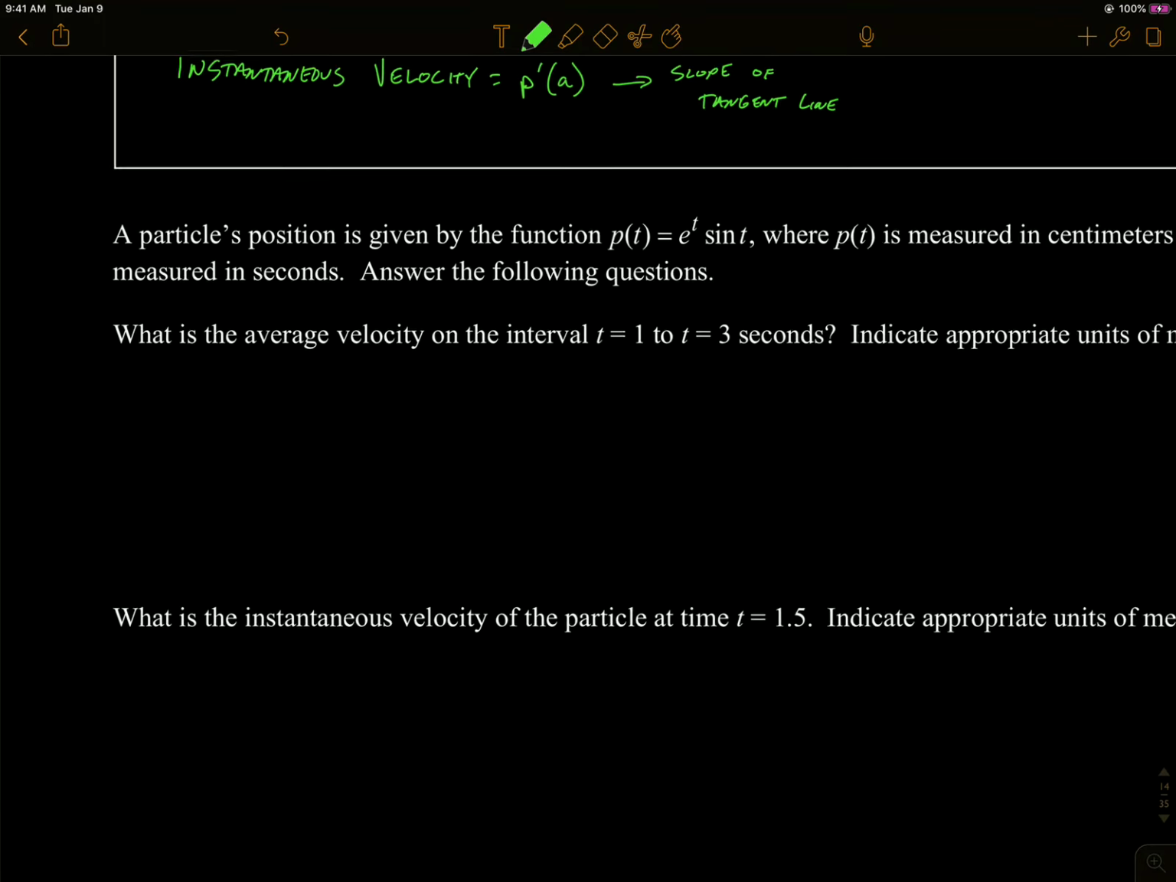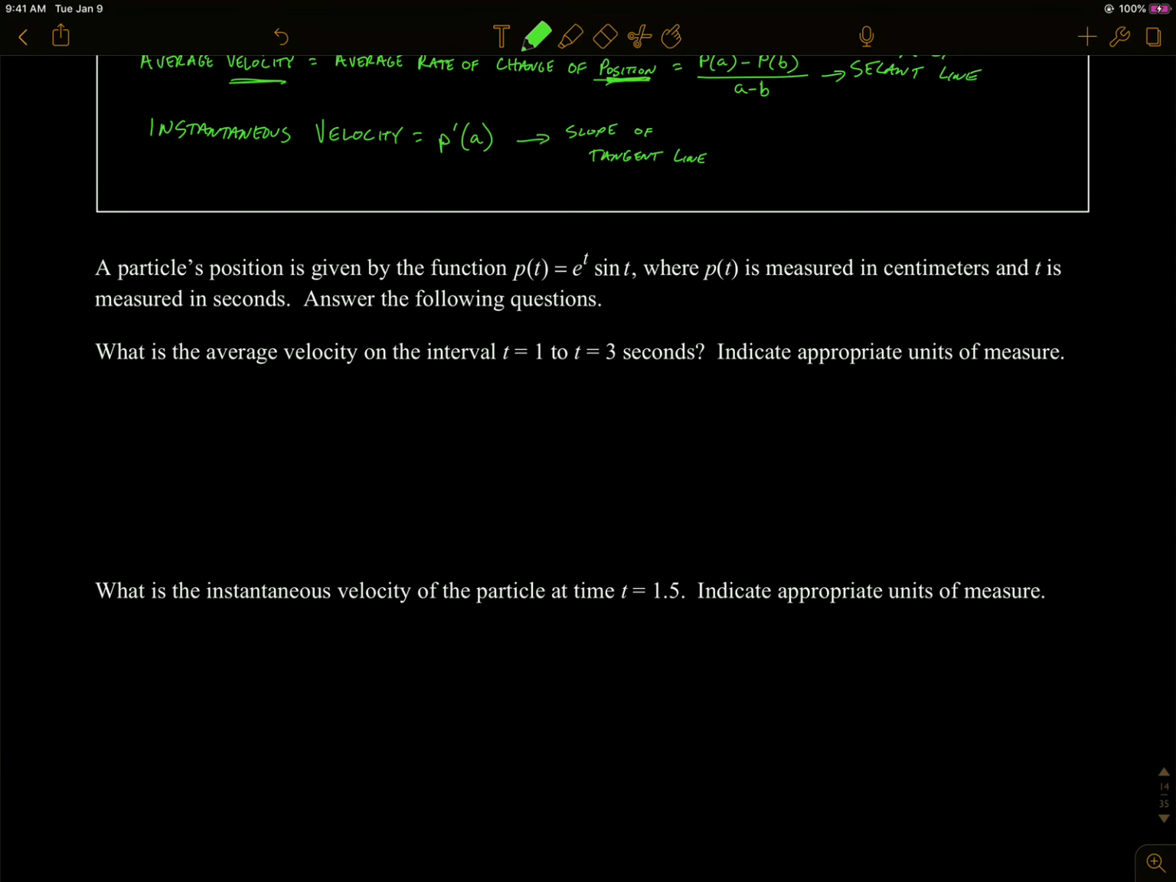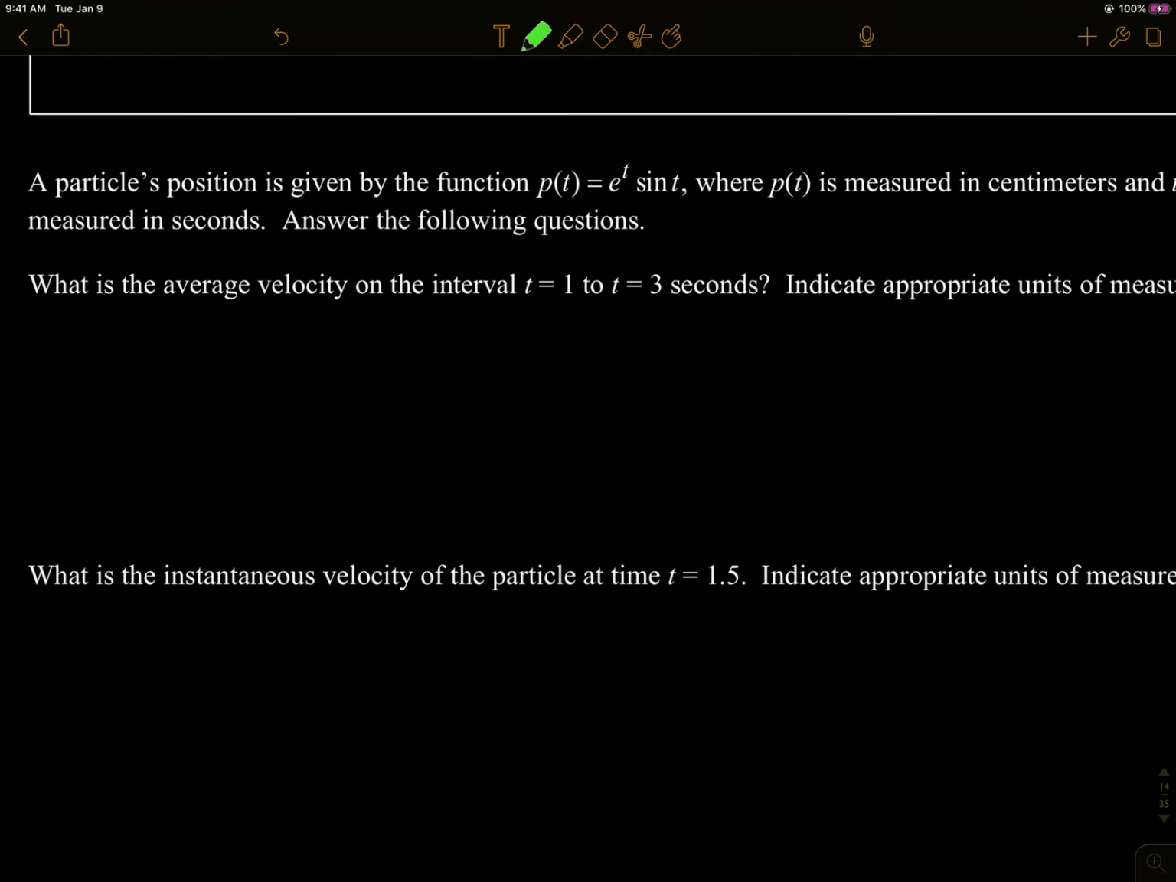So a particle's position is given by the function p of t. So we have some function here, and that's the position. Remember, the particle's not moving along that curve. That's just telling you where it is on the x-axis. Answer the following questions. What is the average velocity on the interval from 1 to 3?